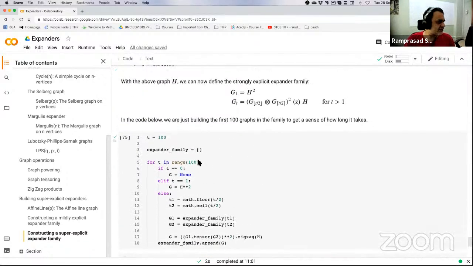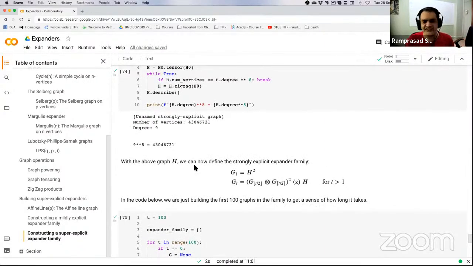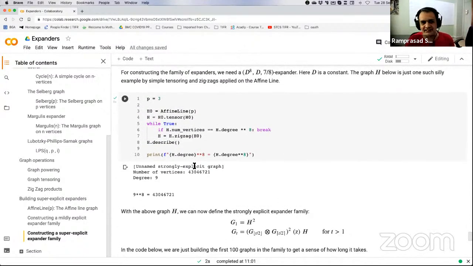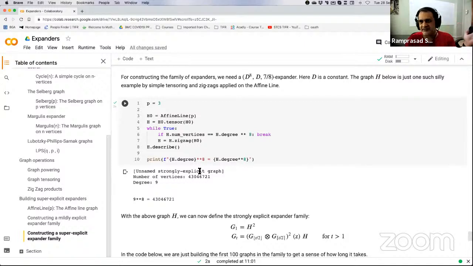So anyway, I would encourage you to tinker with this notebook, try out different kinds of constructions, and see if you can come up with other ways of building explicit expander families. This just has whatever is there in Madan's notes coded up, but you can try out your own thing. It's free to use on Google Colab.